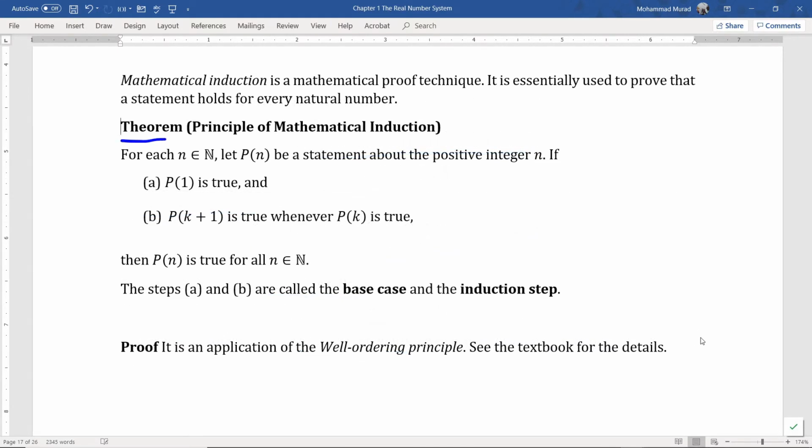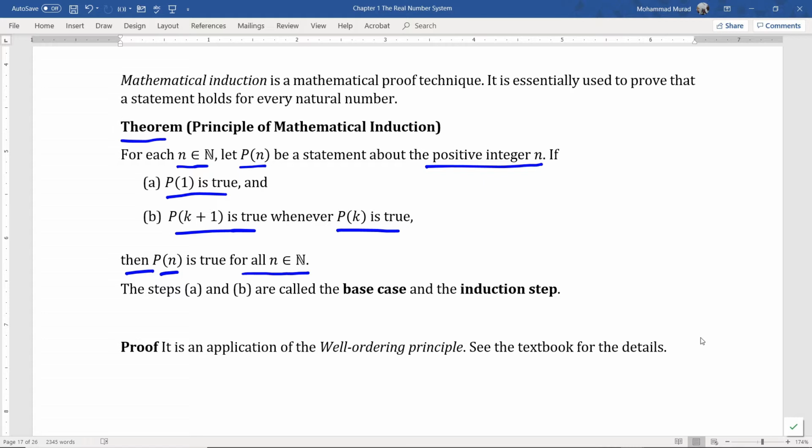Theorem. Principle of mathematical induction. The principle states: for each natural number n in N, let P of n be a statement about the positive integer n. If P of 1 is true, and P of k plus 1 is true whenever P of k is true, then the statement P of n is true for all n in the natural numbers.